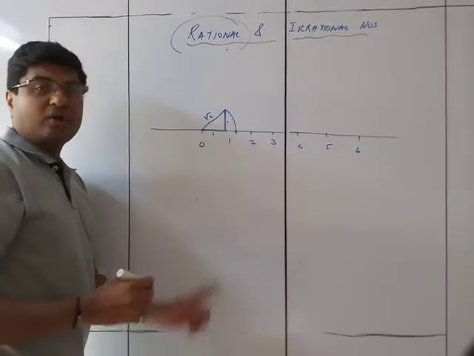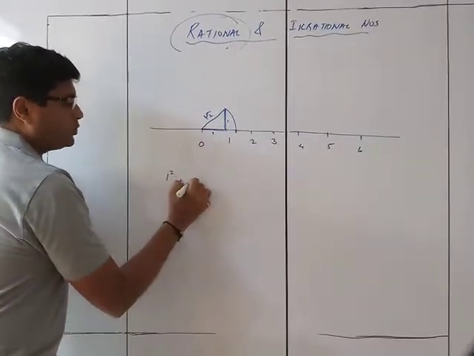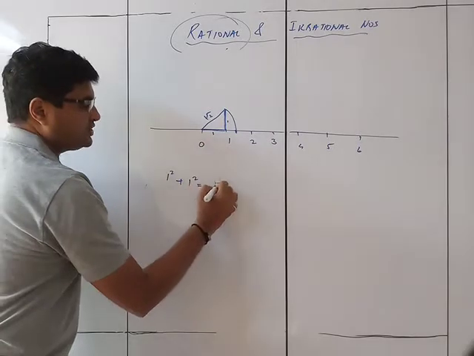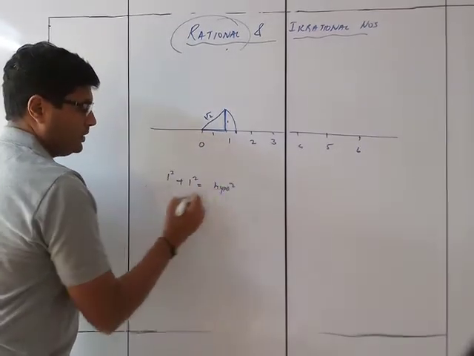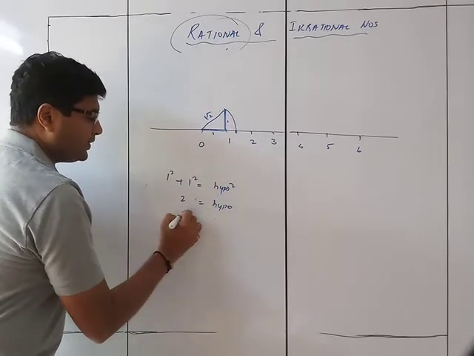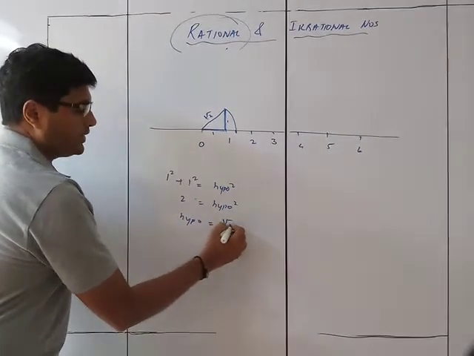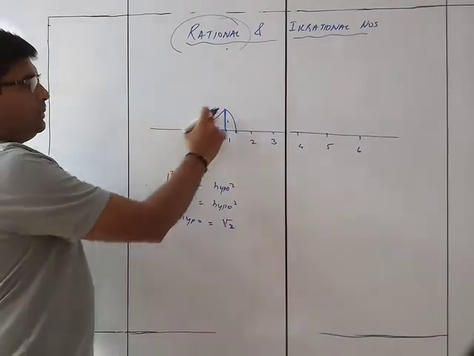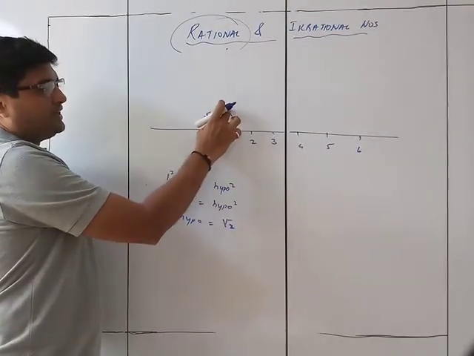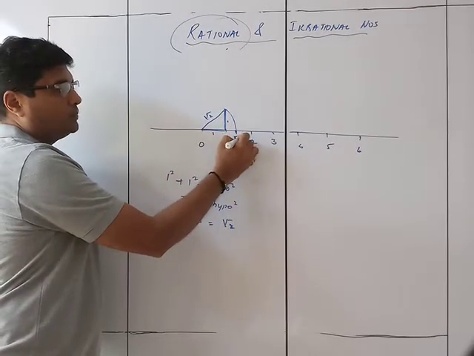Why is it root 2? Because of the Pythagoras theorem. Let's see. 1 square plus 1 square is equal to h square, the hypotenuse square. So 1 square plus 1 square is 2, so 2 is the hypotenuse square. So the hypotenuse is equal to root 2. You can see this distance over here is root 2, so we are just taking that root 2 and marking it over here.